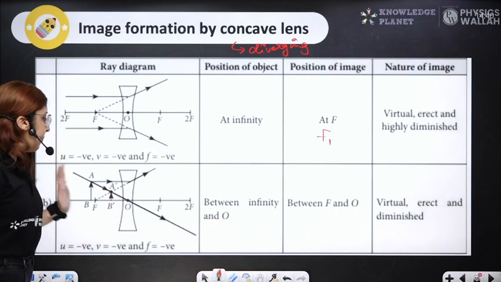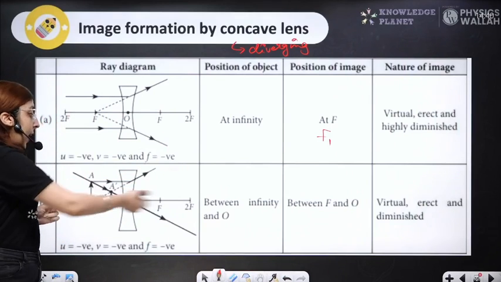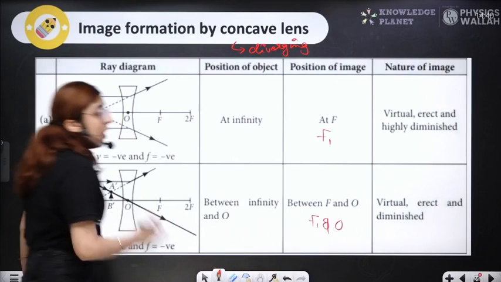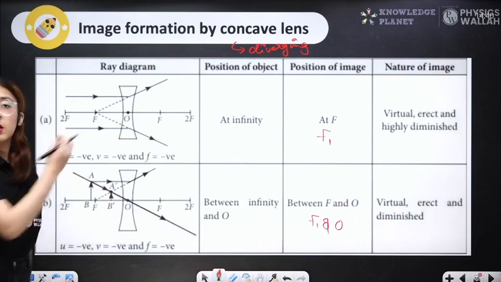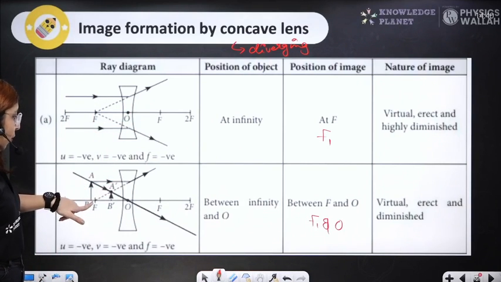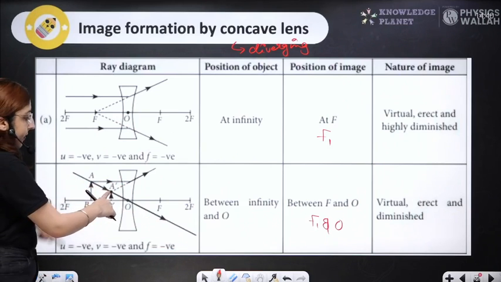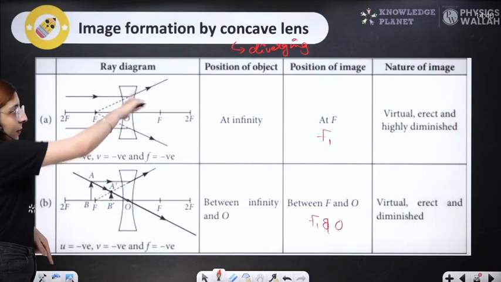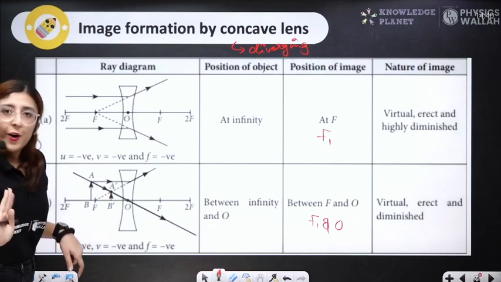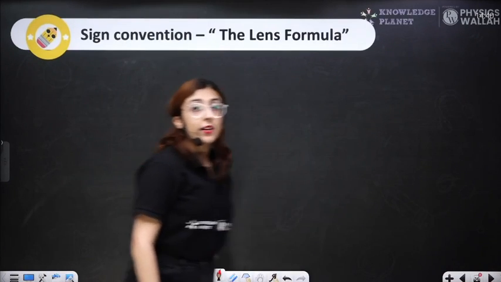I am keeping the object between infinity and optical center. I am getting the image between F1. See, F1 is only here, no? F1 and optical center, virtual, erect and diminished. Right? Ray parallel, diverging, appearing to pass through focus. Ray moving through optical center, going undeviated. Both the rays are meeting here. Okay, similar way. Deviated, they are appearing to meet at focus. Okay, very easy thing. Now let's move ahead and let's talk about the sign convention.